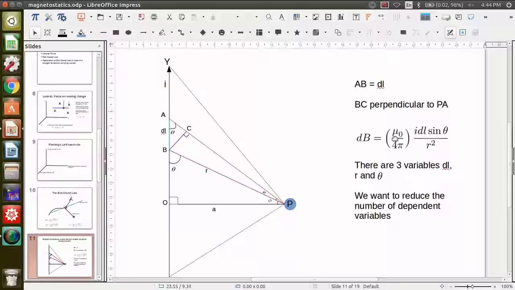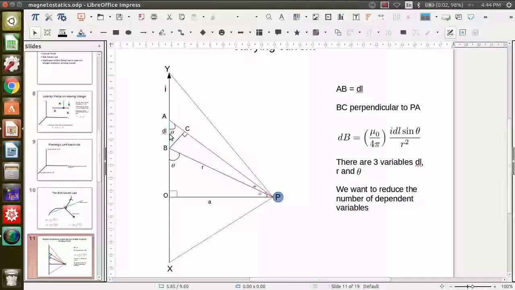As you can see, dl is also changing as this point keeps increasing. Theta is also changing, and r square also keeps on changing as it goes further and further. It will be longer and longer. So we want to reduce this to a single variable. Then after that we can finally integrate it. So let's just focus on this small line element dl.